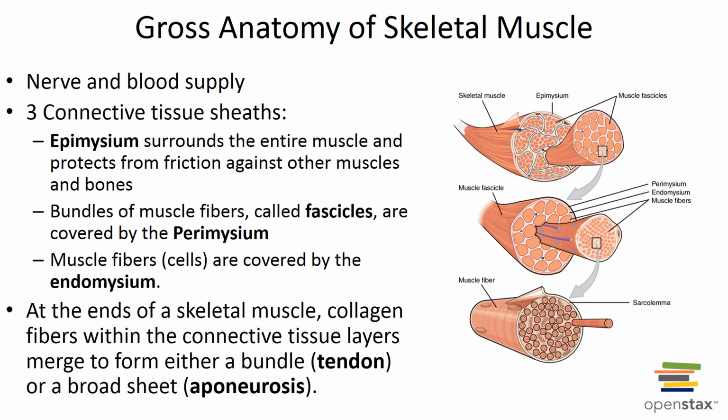And endomysium is a very delicate connective tissue that surrounds the individual skeletal muscle cells or fibers and loosely interconnects adjacent muscle fibers. At the ends of a skeletal muscle, the collagen fibers of the connective tissue layers merge to form either a bundle known as a tendon or a broad sheet which anchors the muscle to the bone.